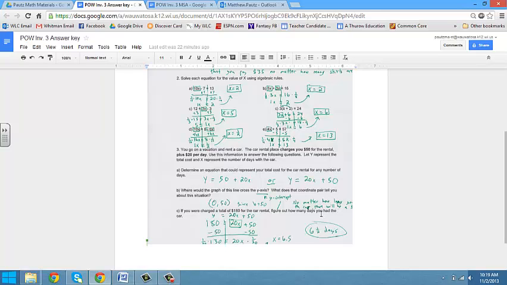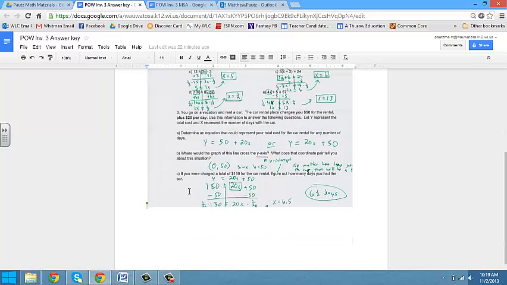And then the very last thing, if you were charged $180 for the car rental, we want to know how many days you would have had the car. So since we know that in our equation here the y represents the total cost, we'd plug that 180 in for the total cost of y, and you get 180 is equal to 20x plus 50. And you just do the same steps that we did up here.